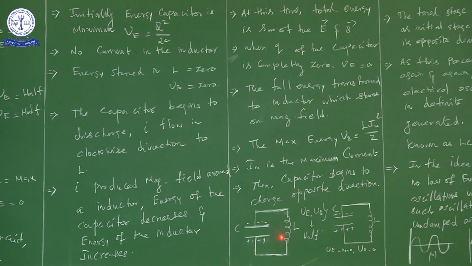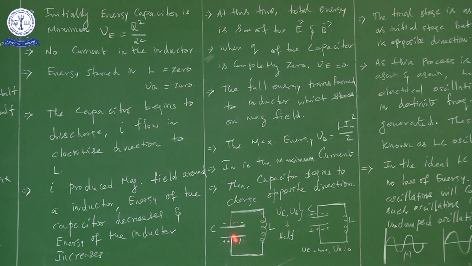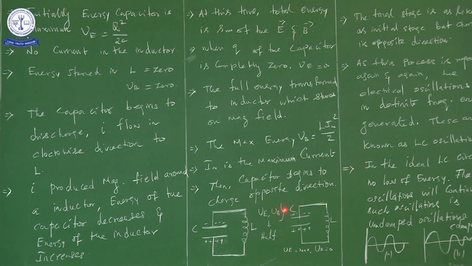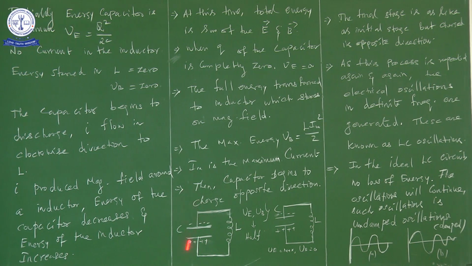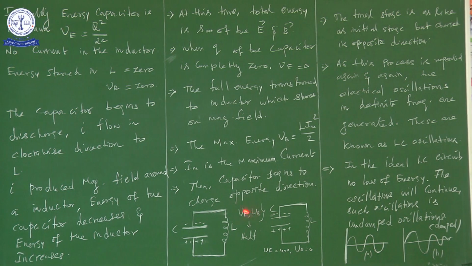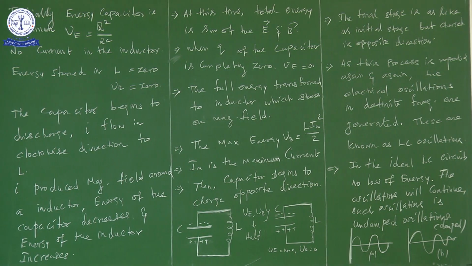So when the fully energized inductor is connected with the zero energy capacitor, the capacitor begins to charge in the opposite direction. Begins to charge means it gets the charge from the inductor, which is stored in the form of a magnetic field. So what will the inductor do? The total energy in the inductor will be sent to the capacitor in the opposite direction.